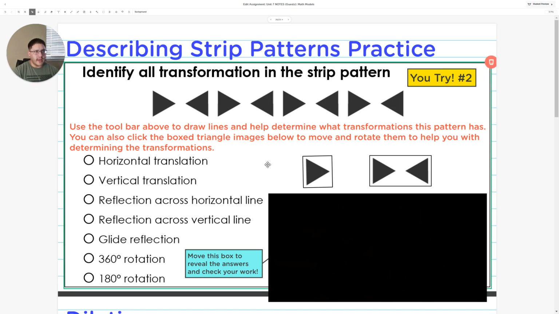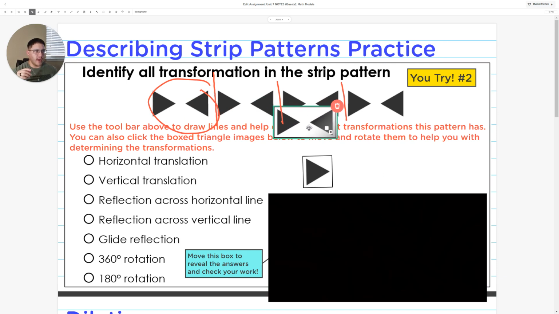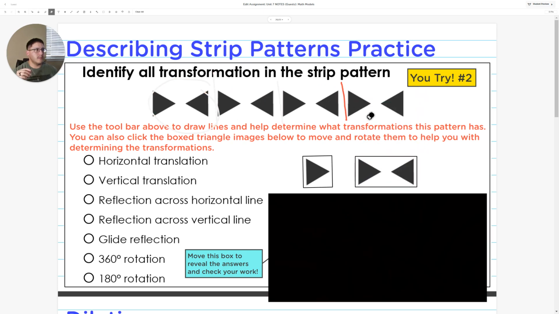Okay, horizontal translation. Can we move the pattern from left to right? First off, where does the pattern start? Where does it start to repeat itself? Right here. So can we take this original pattern and just move it left to right? Yes, we can. It is a translation, horizontal translation. Just moves left to right. So the first one is good.